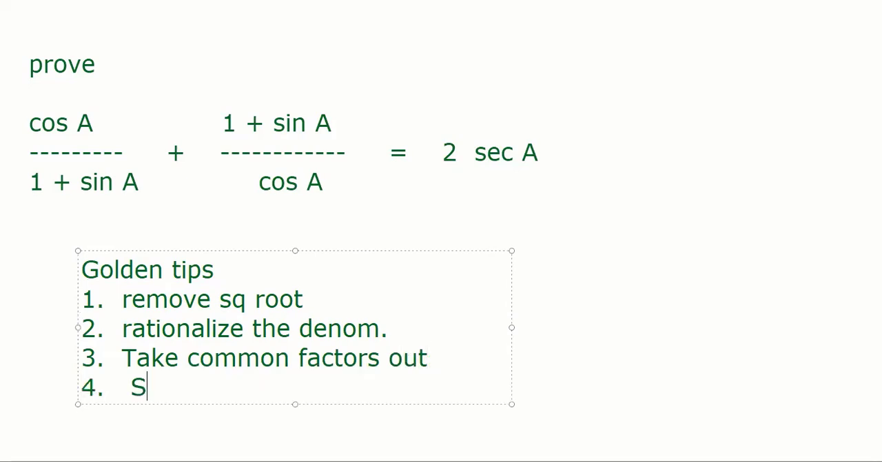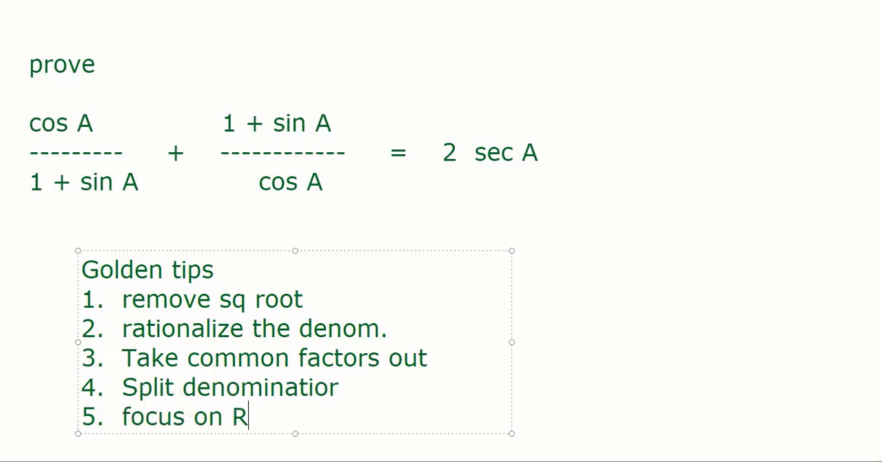Fourth, split denominators. Fifth, focus on the RHS to prove. Remove square root, rationalize, take common factor out, split denominator. Start focusing on the RHS and you'll know what has to be done. We will use all these concepts in all the questions. You can use one or two of them to solve a question. These are the golden tips.